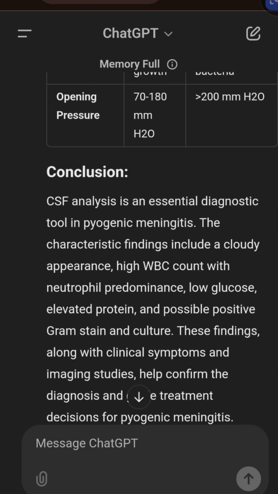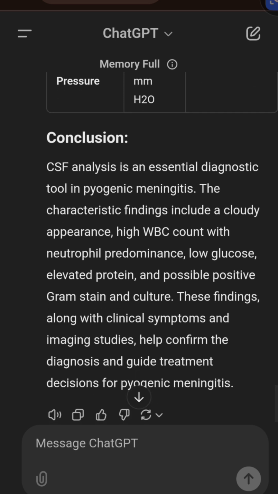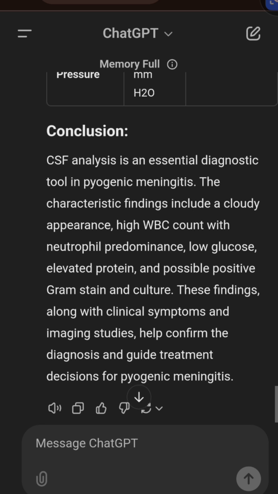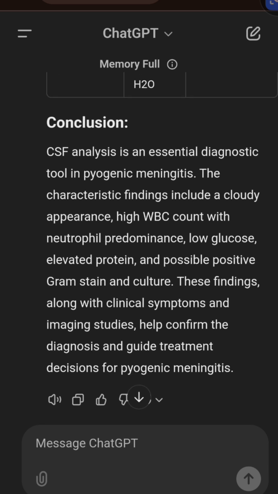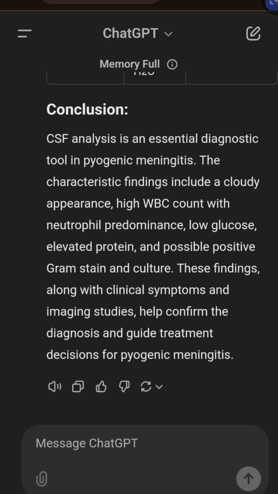Conclusion: CSF analysis is an essential diagnostic tool in pyogenic meningitis. The characteristic findings include a cloudy appearance, high WBC count with neutrophil predominance, low glucose, elevated protein, and possible positive Gram stain and culture. These findings, along with the clinical symptoms and history, help in confirming the diagnosis and guiding treatment decisions for pyogenic meningitis.